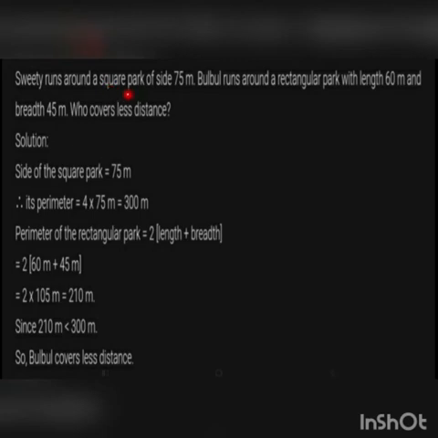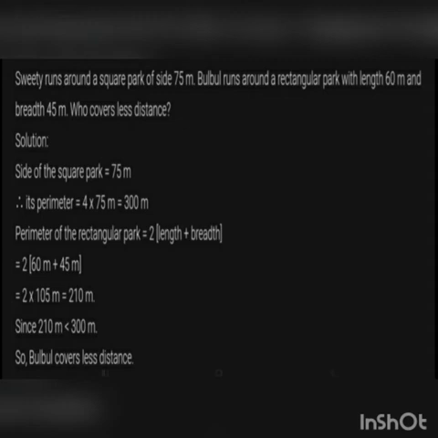Sweetie runs around a square park of side 75 meter. Bulbul runs around a rectangular park with length 60 meter and breadth 45 meter. Who covers less distance? That means Sweetie and Bulbul are running around, one a square park and the other a rectangular park. So who covers less distance? That means who is running much less, that we have to find.